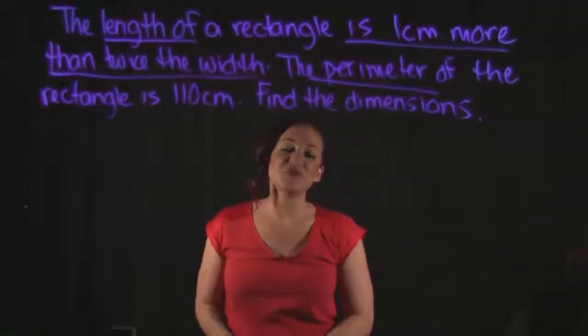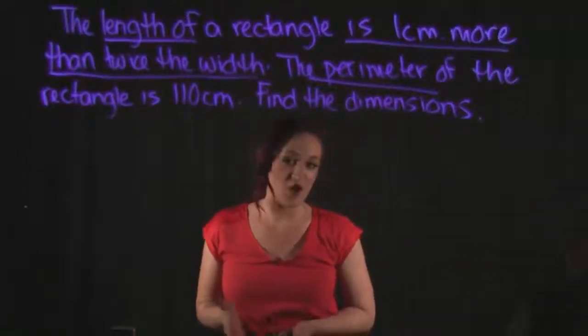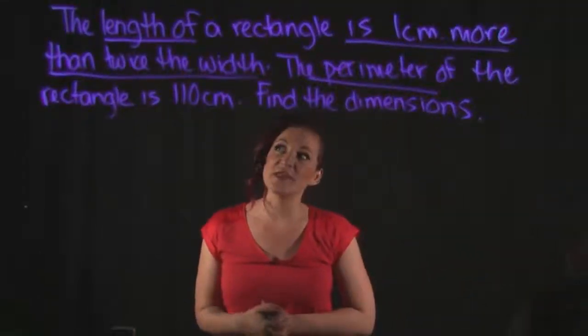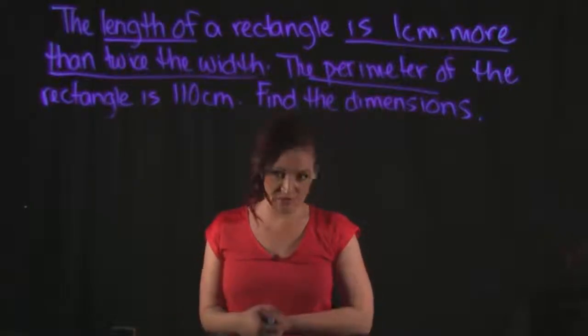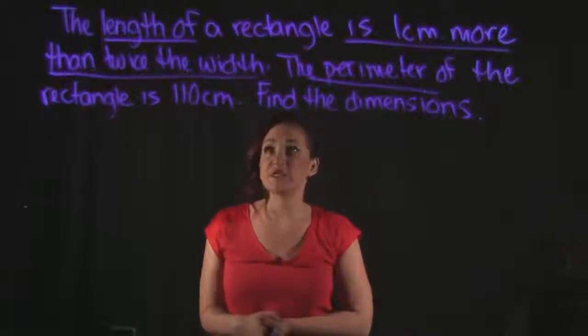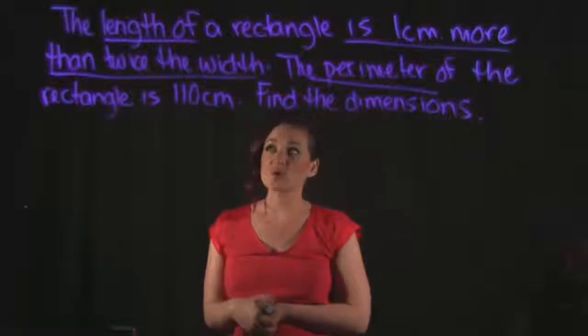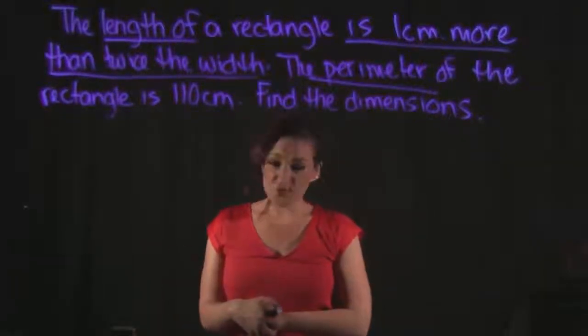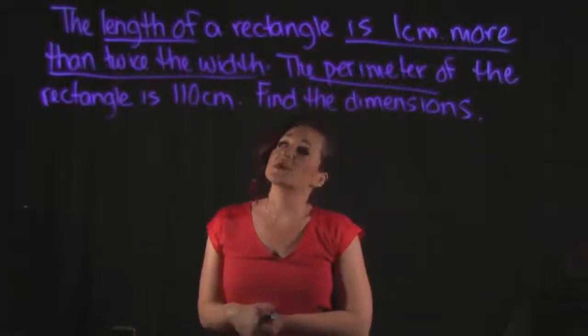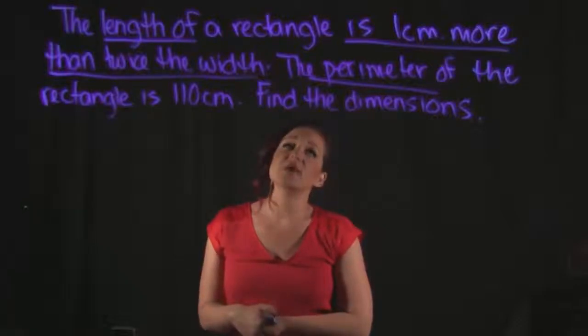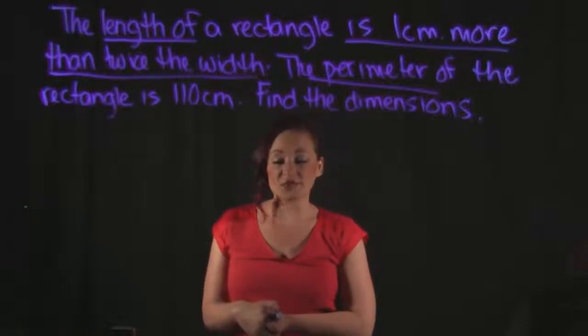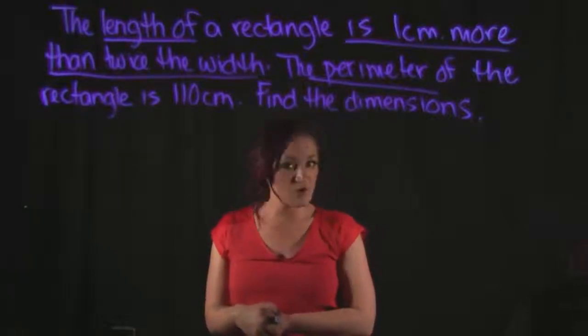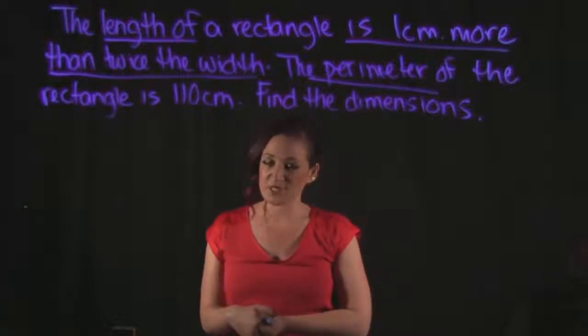Alright guys, so this video is an application geometry problem involving the perimeter of a rectangle, specifically finding the dimensions of the rectangle. So let's go ahead and just read through the problem and see what we're working with. So this says that the length of a rectangle is 1 centimeter more than twice the width. The perimeter of the rectangle is 110 centimeters.